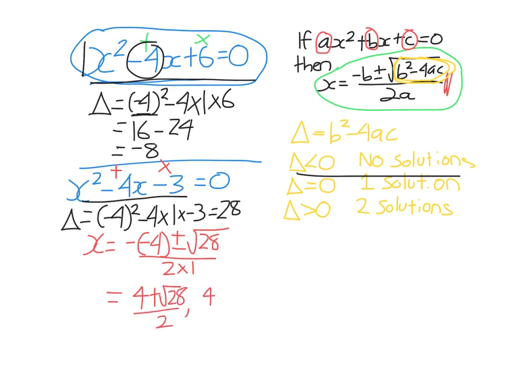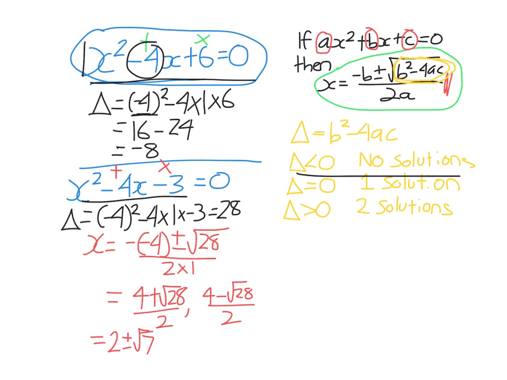And we have positive 4 minus root 28 over 2. So these can actually be simplified. It doesn't matter too much if you don't do this in the test. I just want to show you why these are the two numbers. So these can actually be simplified as 2 plus or minus root 7. They're the two solutions: 2 plus root 7 and 2 minus root 7.